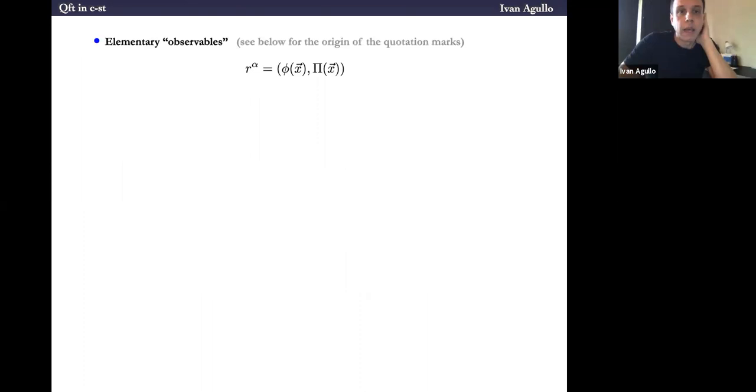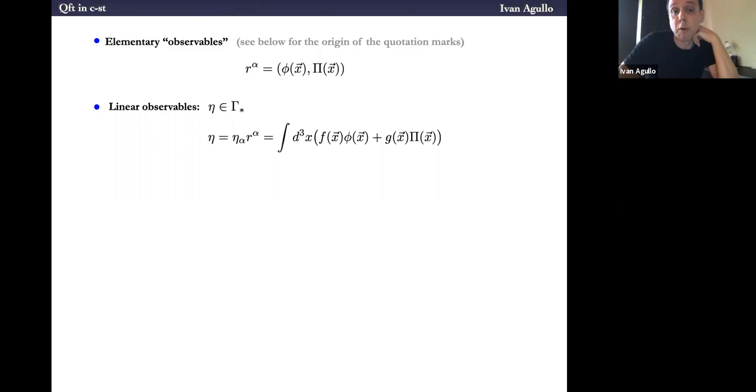Elementary observables. I put quotations here. You will see in a second why. Elementary observables are what I was calling before R^i. Now I call it R^alpha, and we have two, but they are x-dependent. So we have infinitely many. Linear observables are just linear combinations of the elementary observables. And linear combinations are just the smearing of the elementary observables, phi and pi, with some functions. They are of compact support. So you just smear the field and the momentum.